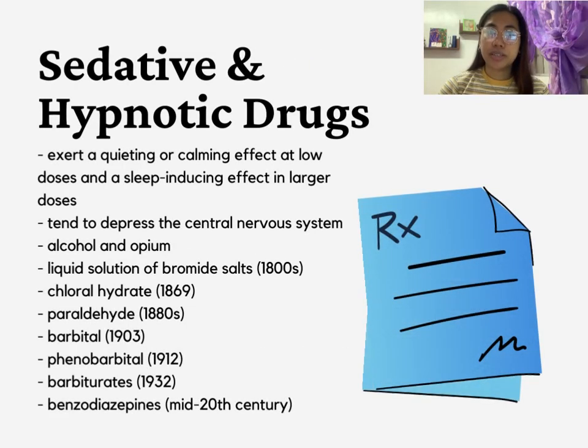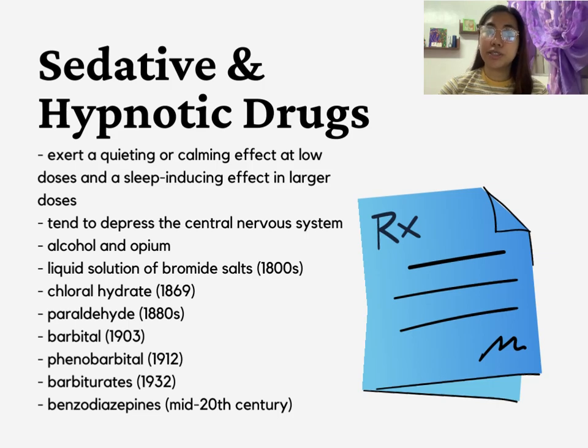So most drugs exert a quieting or calming effect at low doses and a sleep-inducing effect in larger doses. And these drugs tend to depress the central nervous system. The distinctive characteristic of sedative hypnotics is their selective ability to achieve their effects without affecting mood or reducing sensitivity to pain. So for centuries, alcohol and opium were the only drugs available that had sedative hypnotic effects.